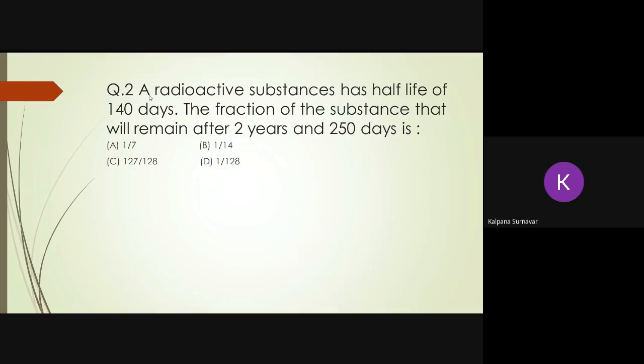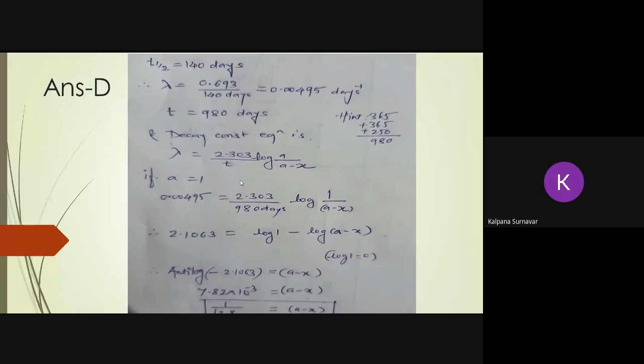See, this is the question. A radioactive substance has a half-life of 140 days. The fraction of the substance that will remain after 2 years and 250 days is, as we have calculated lambda, which is a decay constant, 0.693 divided by 140 days, which is equal to 0.0495 per day. Now, the 2 years and 250 days, just add all days, 365 plus 365 plus 250, which is equal to 980 days.